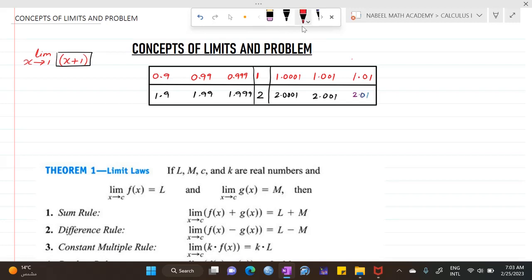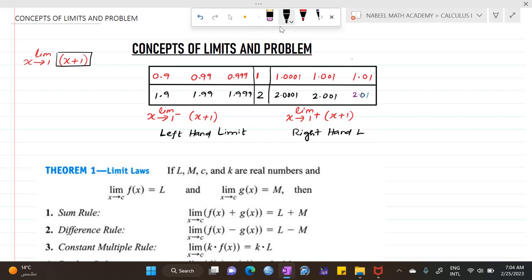This limit we call the left hand limit: limit x approaches 1 minus of x plus 1. And this is limit x approaches 1 plus, that is the right hand limit. This one we call the left hand limit, and this is the right hand limit, and they must be the same.